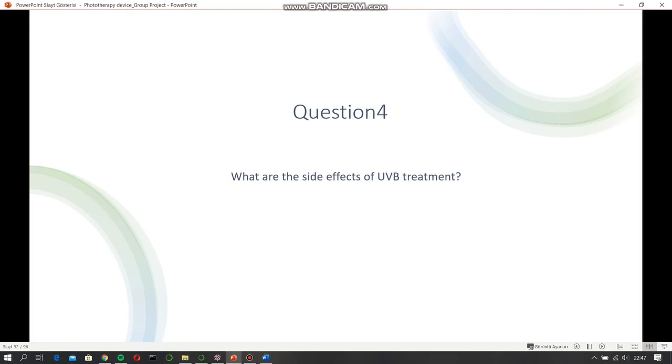And the fourth question: what are the side effects of ultraviolet B treatment? The list of phototherapy-related side effects is much shorter than alternative psoriasis treatment options. The most common side effects are typically short-term and are similar to a sunburn: redness, discomfort, and dry and itchy skin.